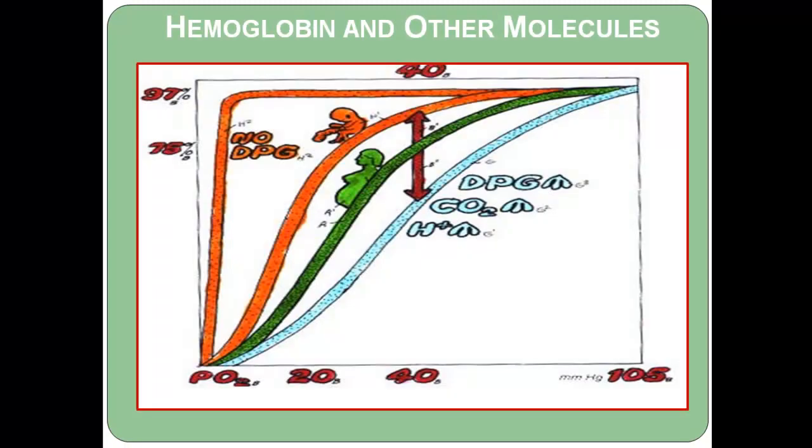So let's just recap what we've seen so far. This graph here just does that. The effects of carbon dioxide and an increase in the hydrogen ion concentration, or BPG or DPG, is to shift the curve towards the right, and no BPG shifts it extremely towards the left, and this just shows you where fetal hemoglobin lies and where maternal hemoglobin lies. So notice how the fetal hemoglobin accepts more oxygen easily compared to the maternal hemoglobin that releases the oxygen more easily.